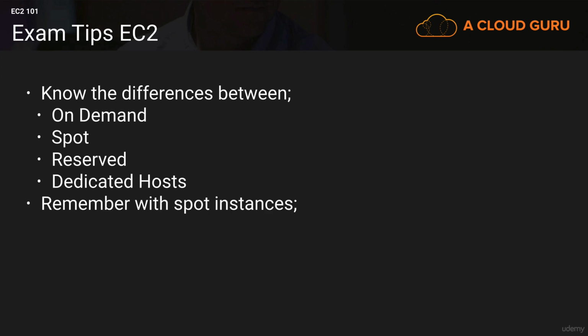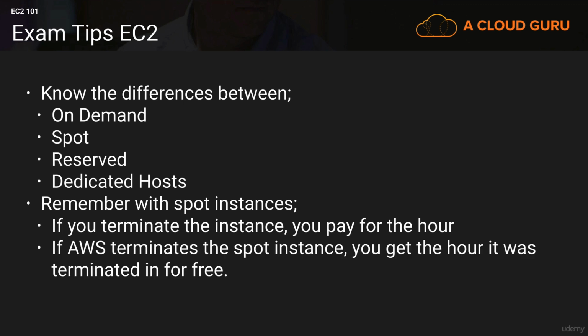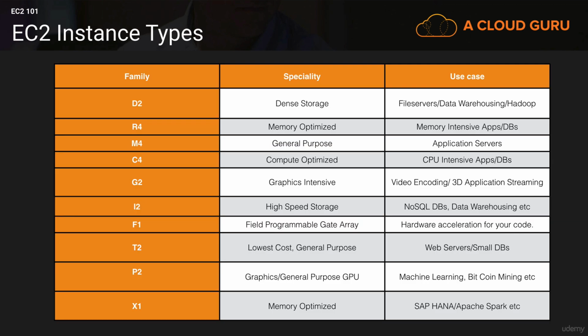Also, remember with spot instances, there's a really key difference here. If you terminate the instance, you're always going to pay for the hour. So let's say I've had a spot instance running for 2.5 hours and I terminate it halfway through that third hour, I'm going to pay for 3 hours in total. But if AWS terminated it because my spot price went above my bid price, then you're going to get that hour that it was terminated for free, so you'd only pay for 2 hours. So do remember those key differences going into the exams as well.